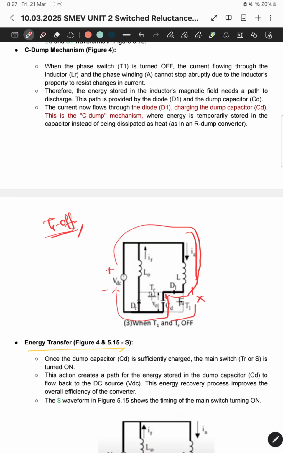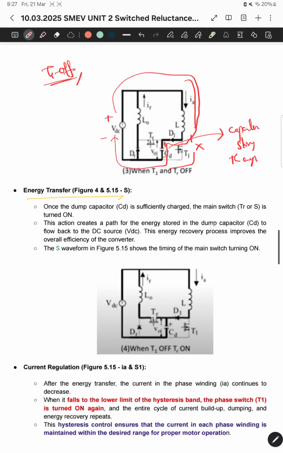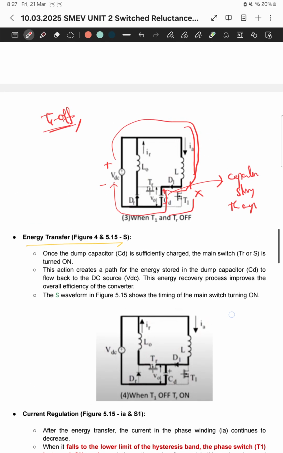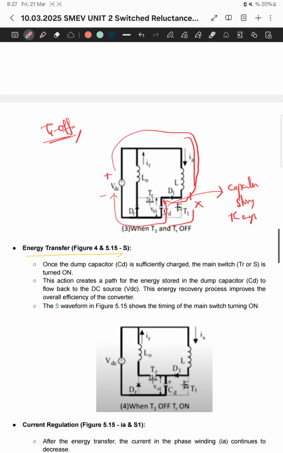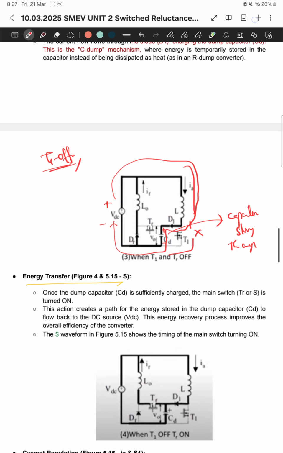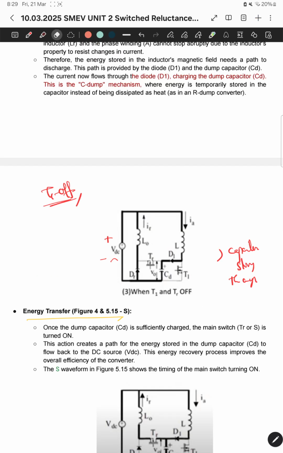So this plus or minus this here, what's the purpose of this CD? This capacitor stores the energy. That means the inductor... the capacitor stores the energy here. Okay, let me continue here.